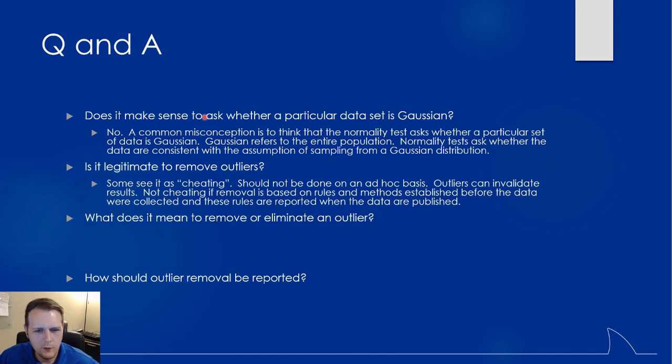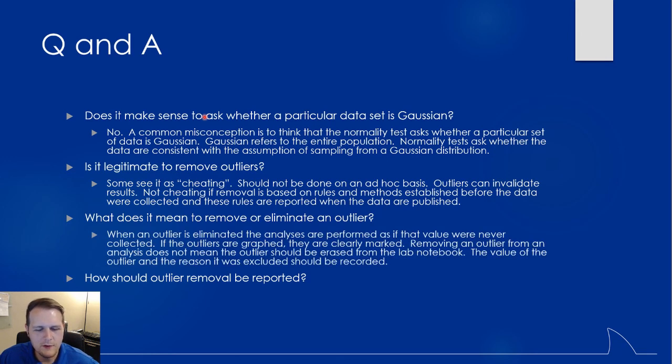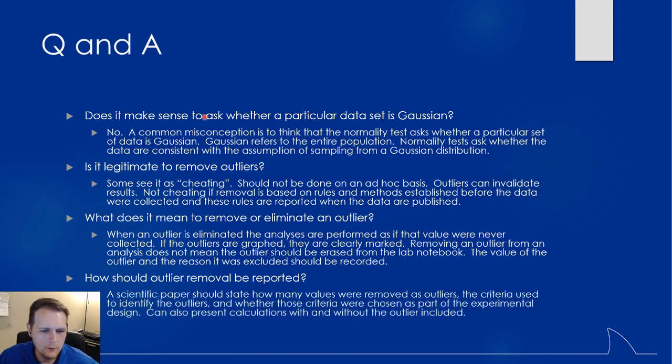What does it mean to remove or eliminate an outlier? It basically just means you're not going to be including that value in your analyses, right? And again, we can run these outlier tests to see if it's really an outlier or not, because more often than not, we're probably going to identify something as an outlier when it probably isn't. And then how should the outlier removal be reported? Usually the papers are going to state, hey, these are the data points that we removed, and here's why.